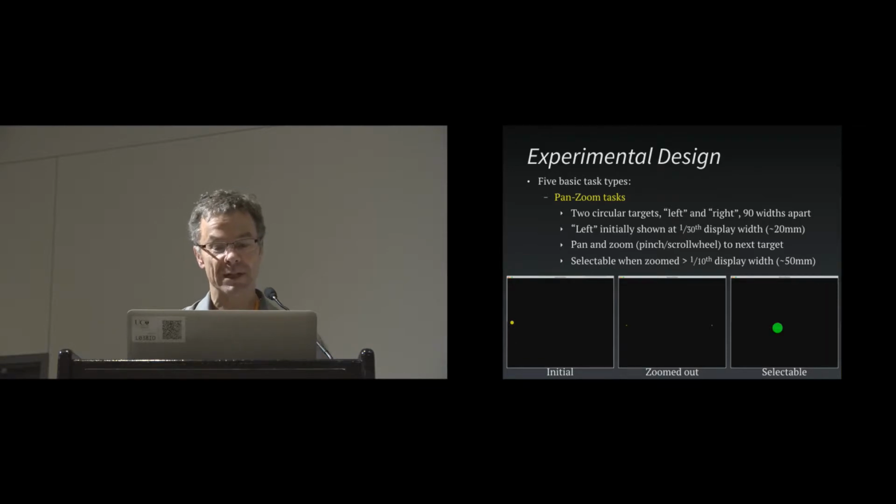Finally, pan zoom tasks involved selecting alternate targets that were on the far left and far right of a zoomable canvas. Each target became selectable, turning green, once zoomed in to about a 50 millimeter diameter, as you see on the right here. Pinch to zoom and panning was available on the touchscreen and stencil conditions, and when the trackball was used, it was standard press to drag and scroll wheel for zoom.